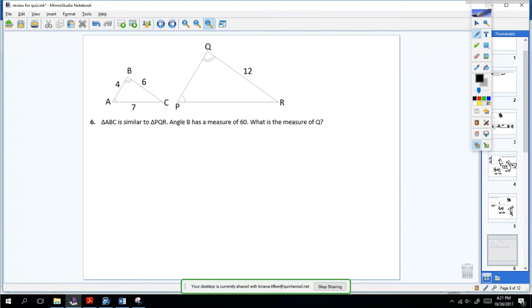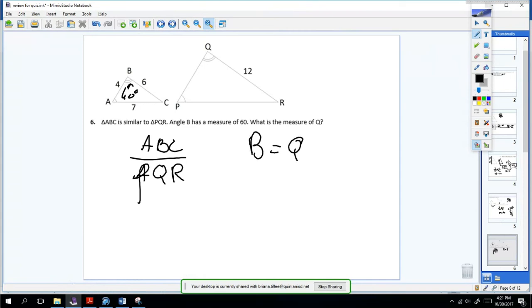Okay, 6. Triangle ABC is similar to triangle PQR. Angle B has a measure of 60 degrees. So this right here is 60 degrees. So what's the measure of Q? Well, if I have triangle ABC to PQR, well, B has to equal Q. So if B is 60, that means Q is 60. So that means this right here is 60 degrees.